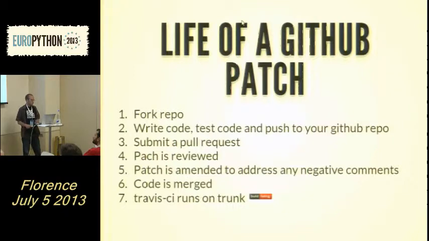a small company. You fork the repo, for example, pep8. Let's say pep8's on there. The guy is not in the room today, but you fork pep8, you make a change, you write the code, run the test, and push it up to GitHub. Then you submit a pull request. The patches are reviewed by the maintainers or anybody else, and then you fix the patch up as you go along to amend, fixing any negative comments, and the code is merged, and then something like Travis CI runs on trunk to see if it's green or red.